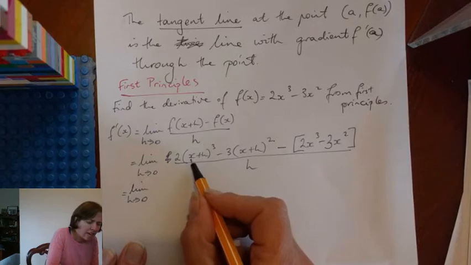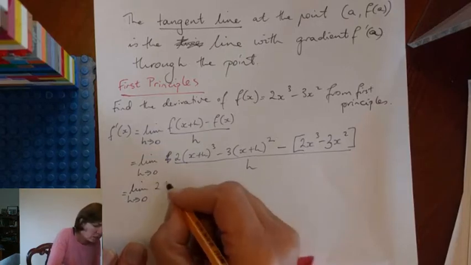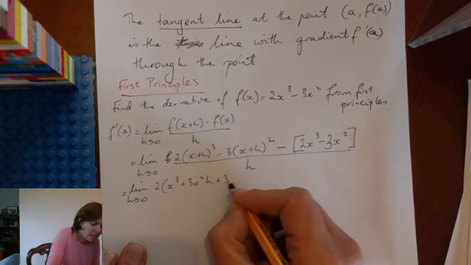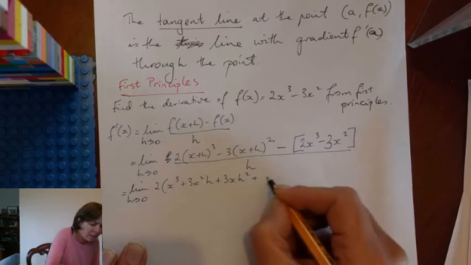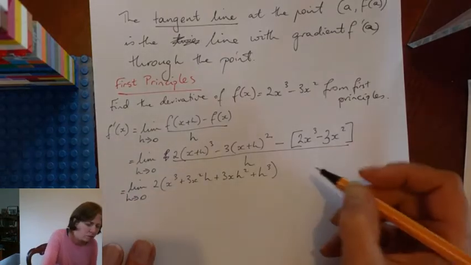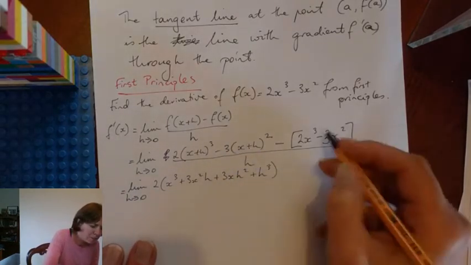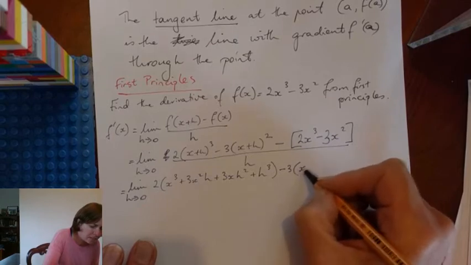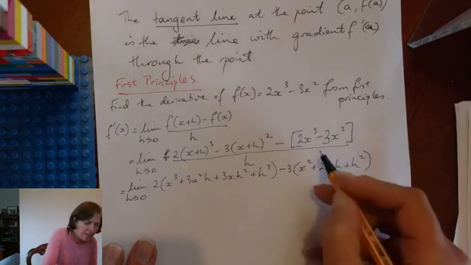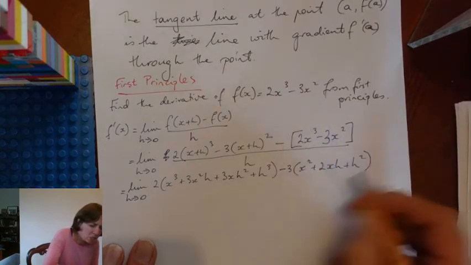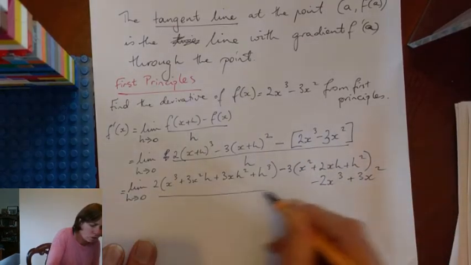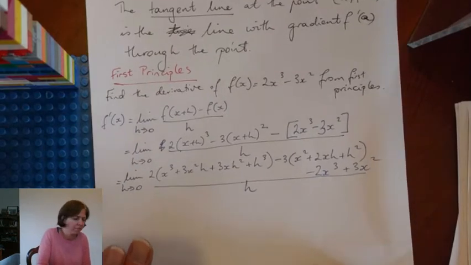This expands to x cubed. Well, let's do it. 2 times (x cubed plus 3x squared h plus 3xh squared plus h cubed). If you don't know your cubic expansion, you should learn it. It's extremely useful. I'm only up to here. I'm going to run out of space on this line. Minus 3 times (x squared plus 2xh plus h squared). And then I subtract this, and this is going to be an addition. So minus (2x cubed plus 3x squared) all over h. Don't forget your over h either.